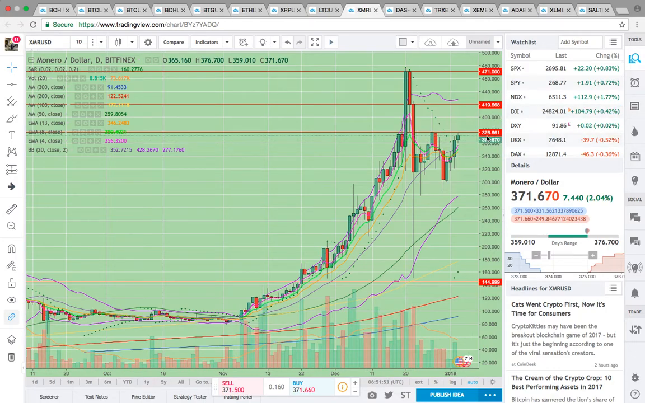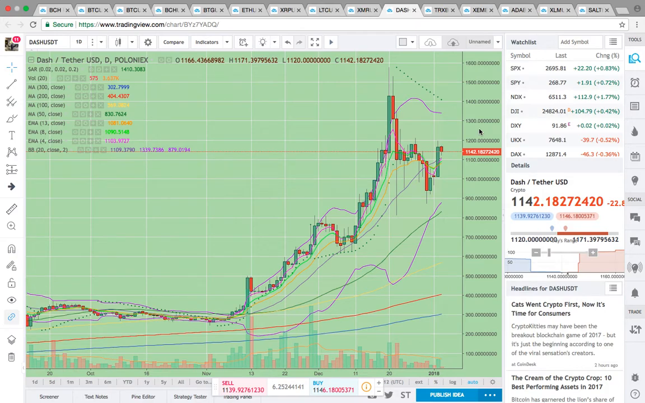If it fails to get above this 377 resistance level, it could consolidate more. It really needs to break above, because there are only a couple of key resistance levels above that. This has been the tough zone to break. As long as it holds that middle Bollinger Band, it can keep this previous uptrend going. So yeah, nice move by Monero. We'll see if it can hold that middle Bollinger Band support.